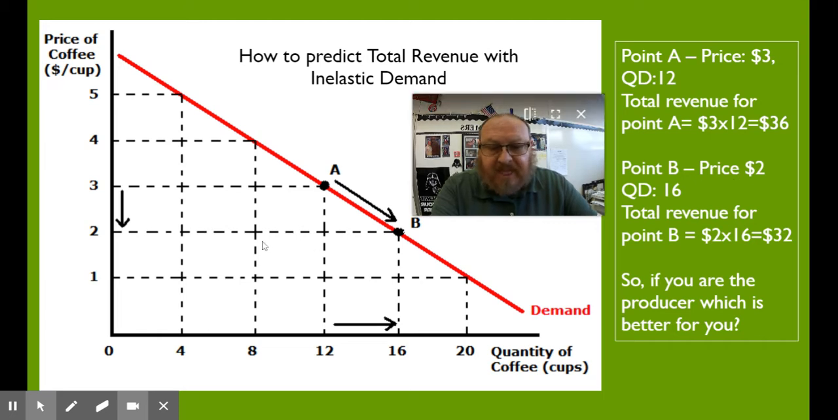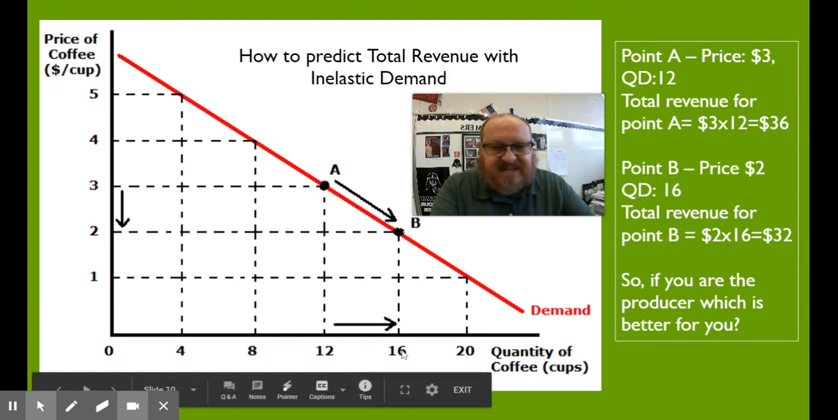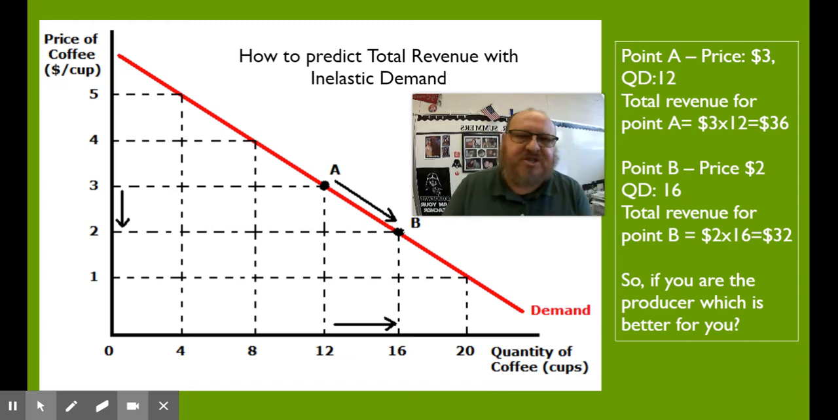So if we look at this demand curve, we go to point B, okay? So point B is $2 per cup. Well, we're going to increase it up to 16, okay? So now our total revenue is 32, okay? So if you were the coffee shop owner, which looks better to you?